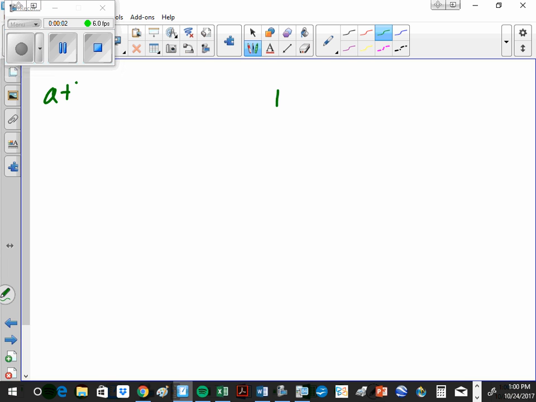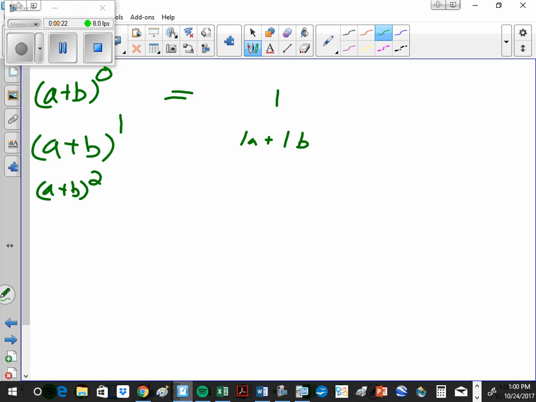If I had a plus b to the 0, that equals 1. A plus b to the first, that's just going to be 1a plus 1b. And I'm going to write the ones there because it's going to help us in the future. If I had a plus b squared, I would need to use the box. A, b, so a squared, ab, and b squared. That ends up being a squared plus 2ab plus b squared.